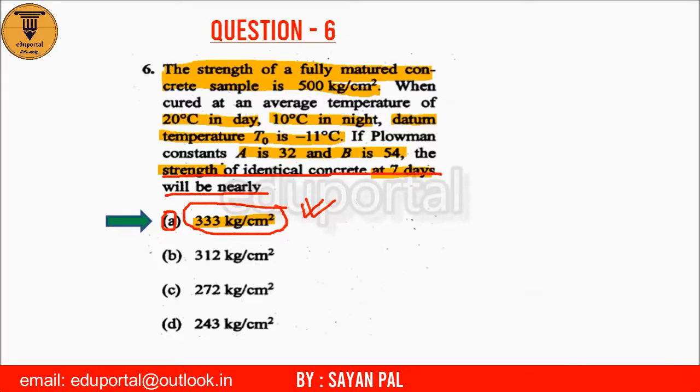Okay, so what we have done is that first we have determined the maturity of concrete at 7 days. Okay, then from the maturity we have determined the percentage of strength using Plowman's equation, and from that we have determined the strength of concrete at day 7. Okay, so these three we need to determine.